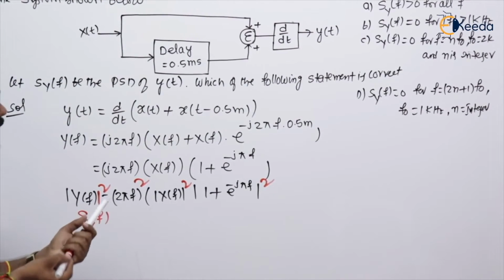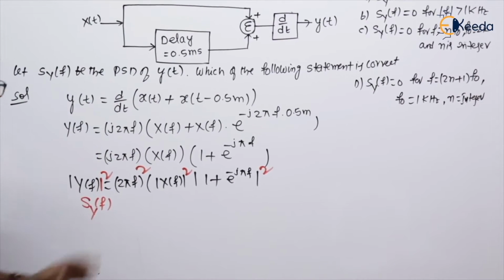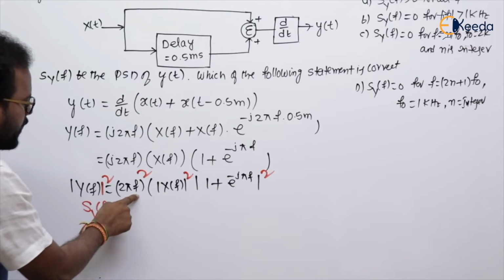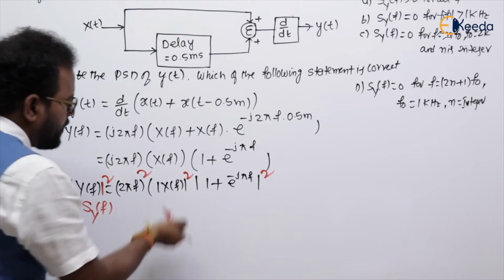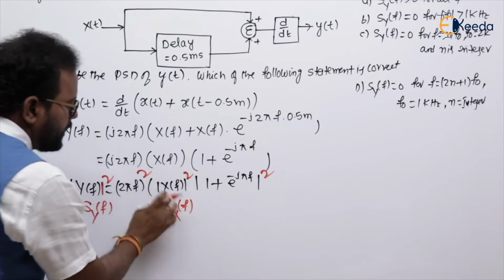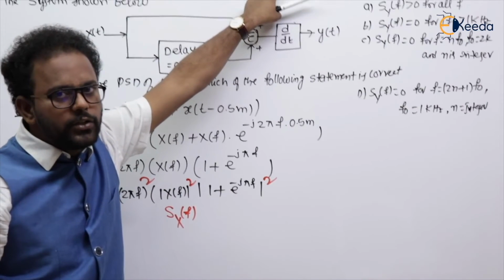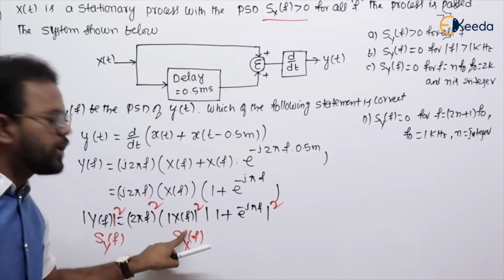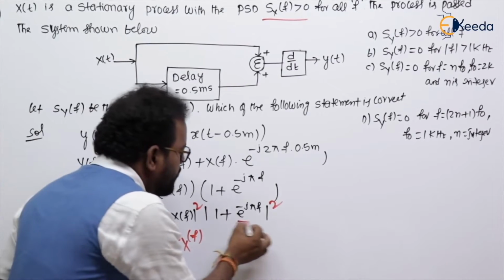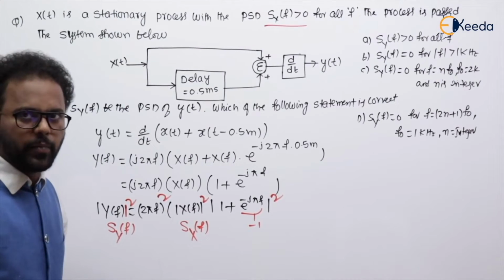Now what he is saying in all options is when Sy of f is becoming 0. If you observe here, this term will never become 0 unless 2 pi f is 0. And this is nothing but Sx of f. He clearly gave that Sx of f is greater than 0 for all f. So this is also not equal to 0. So this will be 0 whenever this term value is equal to -1. Are you getting my point or not?